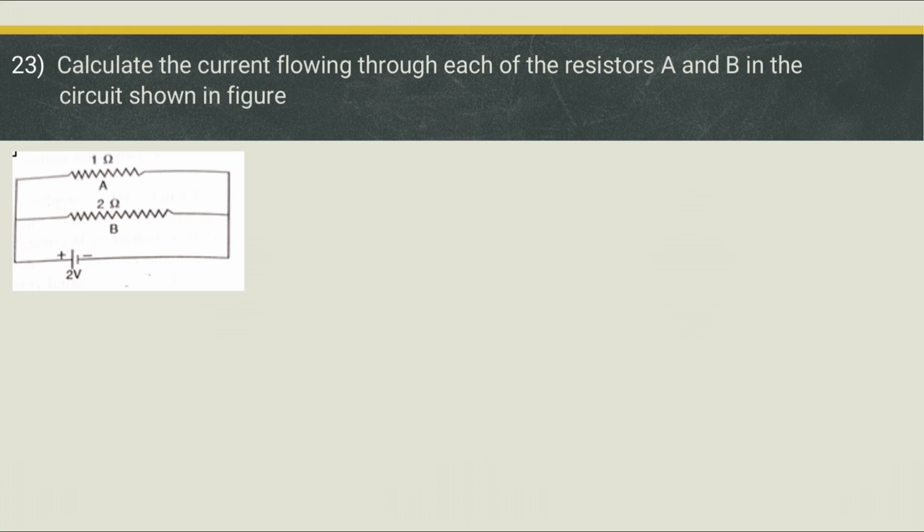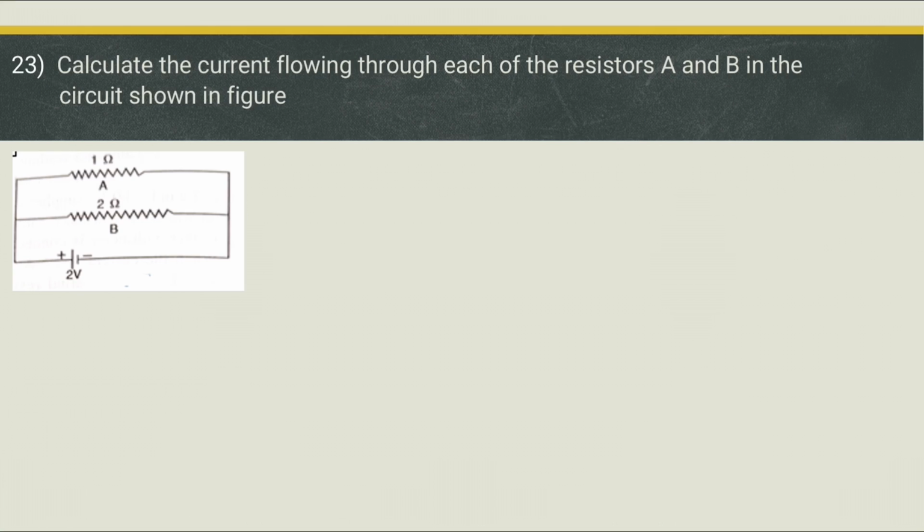23rd, calculate the current flowing through each of the resistors A and B in the circuit shown below. So now this question 23 is exactly similar to question number 22. Only the difference is here voltage of the battery is given, current is not given. In the previous question, current was given and the battery voltage was not provided.